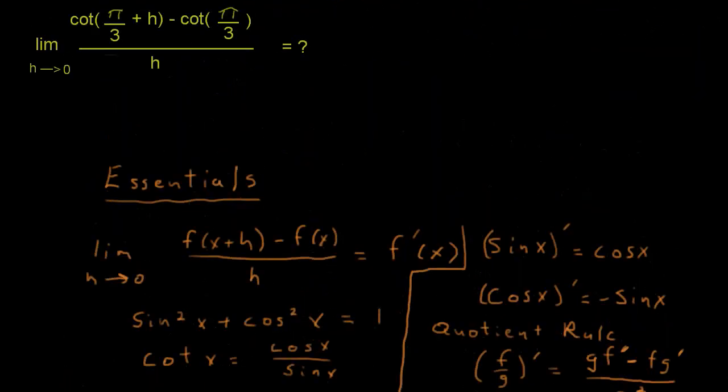And it turns out that what looked like a difficult limit problem was really nothing more than the definition of the derivative of the cotangent, and we could do that using a few of our basic essentials.